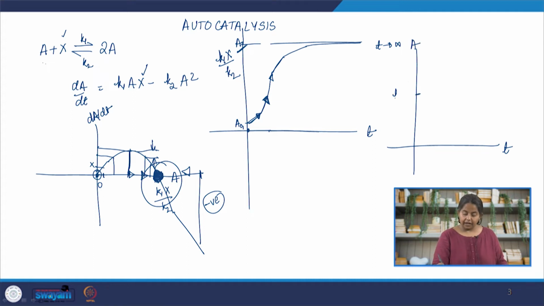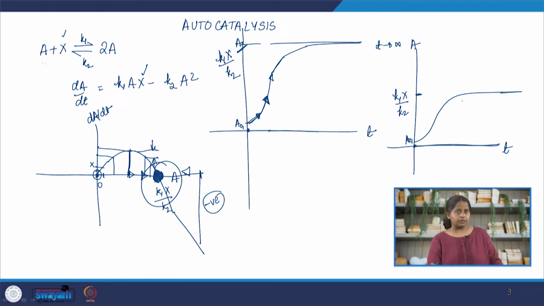Let us say here we have K1x by K2, and our curve that we have drawn earlier looks something like this. Start at 0, stay at 0, start at a small enough value, and you finally stabilize around K1x by K2. Since K1x by K2 is a fixed point, if your initial value is here, let us call it A naught 2, then the concentration of A will not change with time, it remains constant. This is the definition of fixed point.